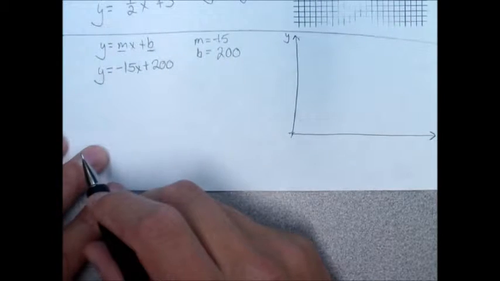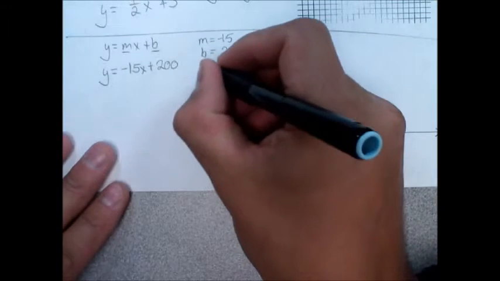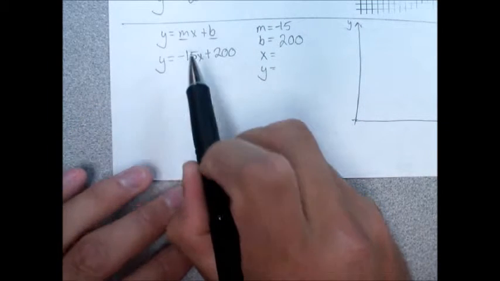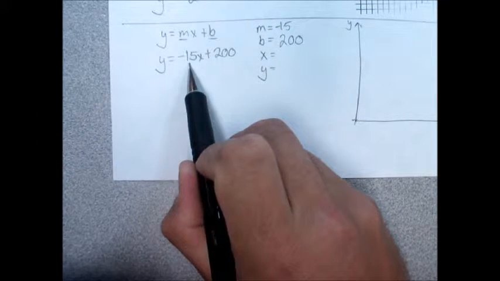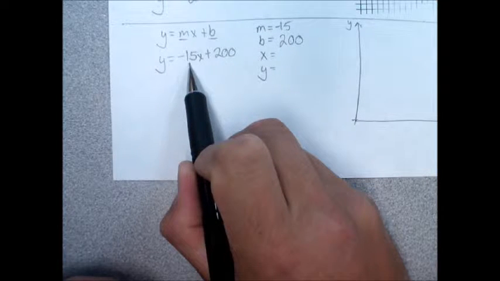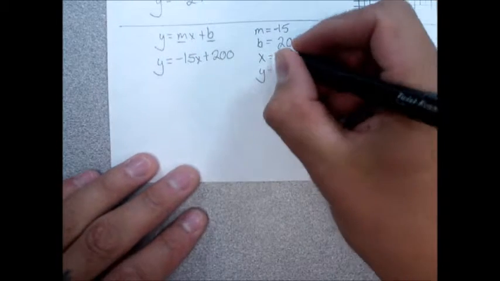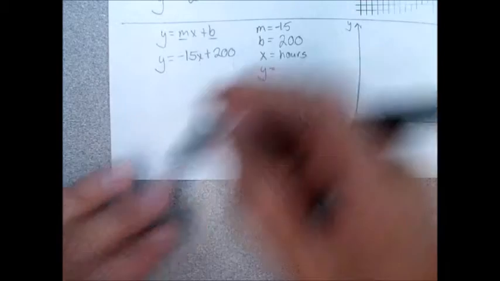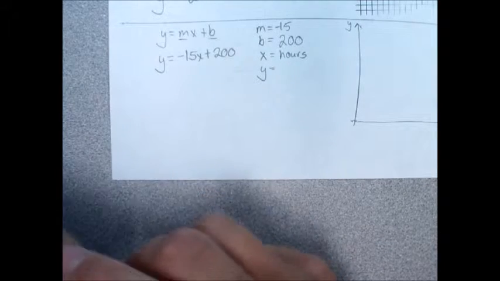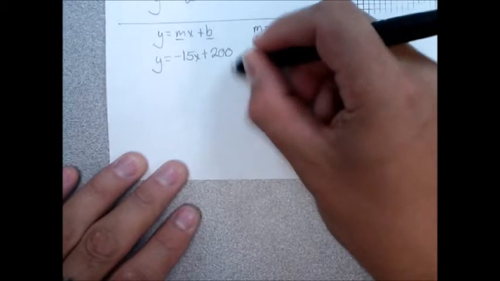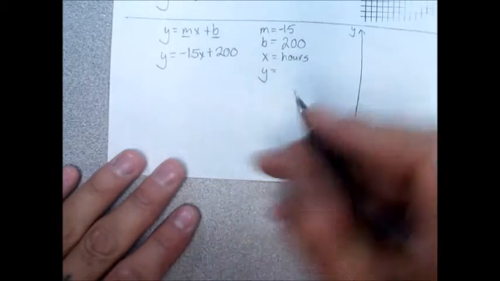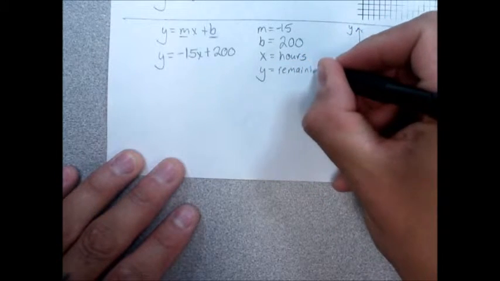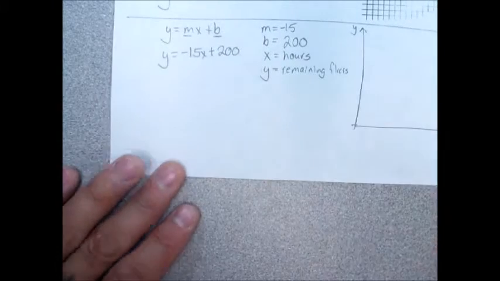Alright. Let's identify what x and y are now. This said that he's going to hand them out 15 per what? 15 an hour? Okay, so x stands for? Hours. And our y is going to be our what? How many flyers he gave away, or how many he has left? That's what I want to know. So how many he has left. So remaining flyers. Ooh, I needed to make that just a little bit smaller.